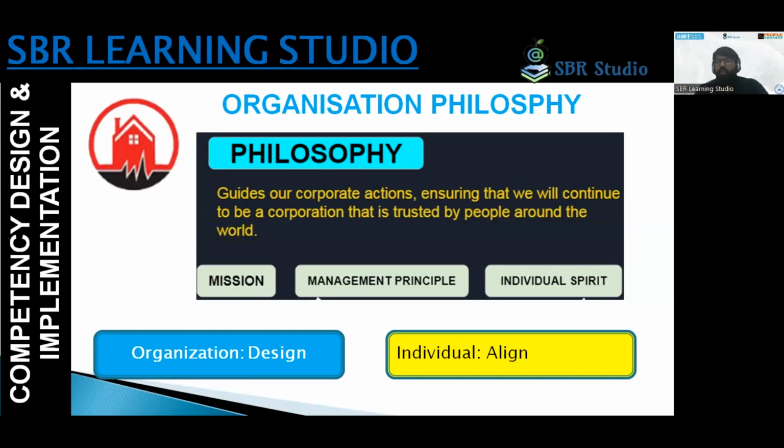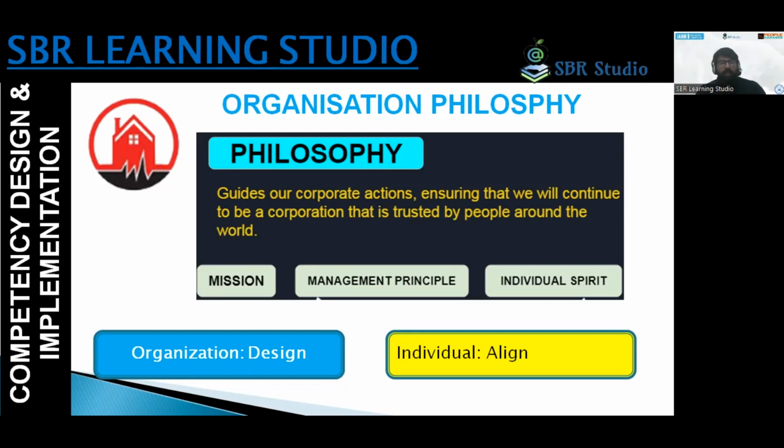Then third one, in your philosophy, it should also be the individual, what you are looking for, as well as how those individuals have liberty in your organization, how you are treating them, what is the organization principle and the perspective on the individual. These are the three objectives or pillars of your philosophy, so that you can design an effective organization structure for your organization.